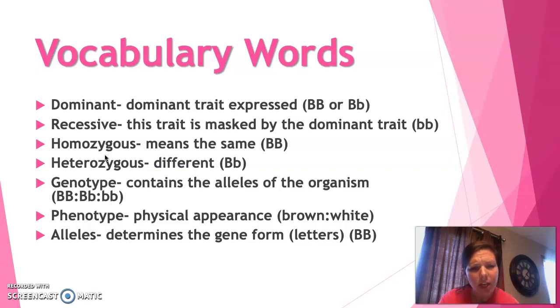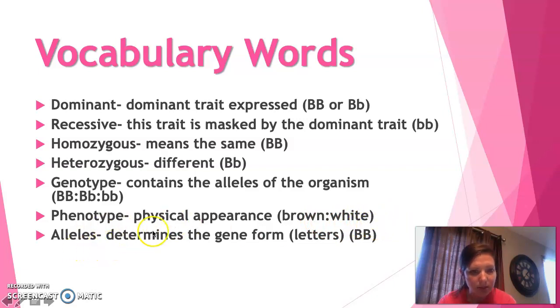The word genotype is going to contain the alleles of the organism. And so you're going to have each one. So you're going to start with big B. So how many of those do you have compared to how many big B, little b's do you have compared to little b? And I'm going to show you some examples later on in this PowerPoint. The next word is phenotype, and phenotype means the physical appearance. So in this instance, brown versus white, or blonde if we were talking about blonde hair.